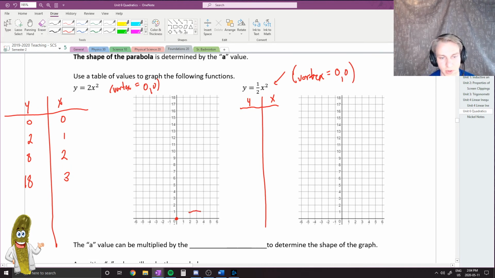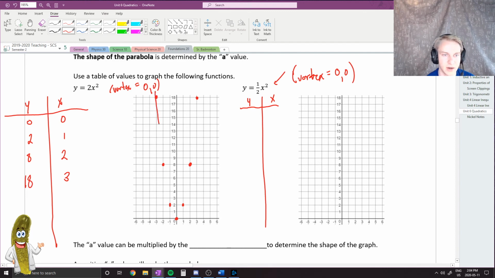I calculated a table of values for points only going this way along the x-axis. So we can plug in those points. We have 1, 2. So when x is 1, y is 2. When x is 2, y is 8. And when x is 3, y is 18. And so I can do the same thing on the other side. -3, 18, -2, 8, and -1, 2.